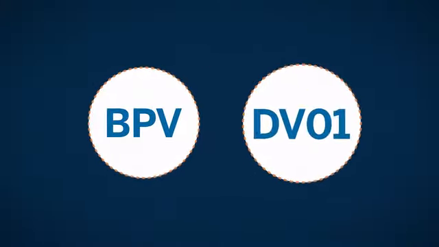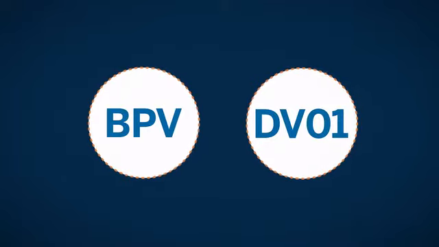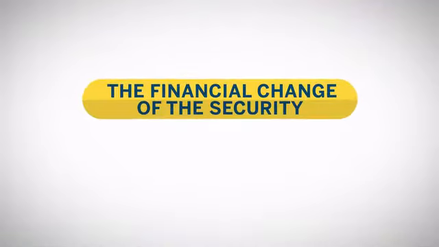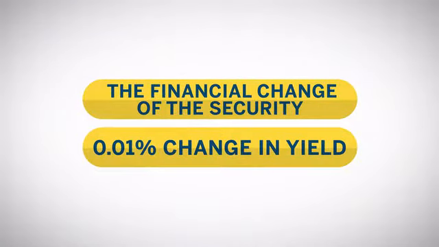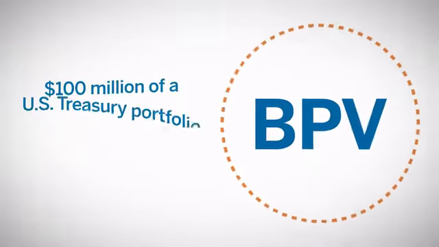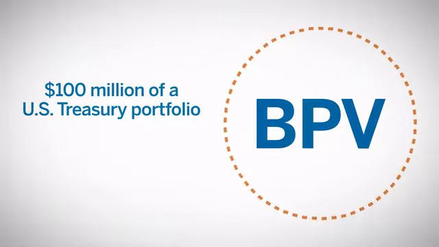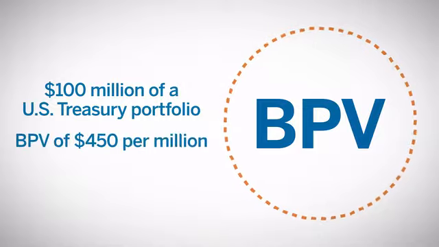BPV is also known as DV01, or dollar value of an 01. They all refer to the same thing, the financial change of the security or portfolio to a 0.01% change in yield. For example, we are long 100 million of a U.S. Treasury portfolio with an average BPV of $450 per million.